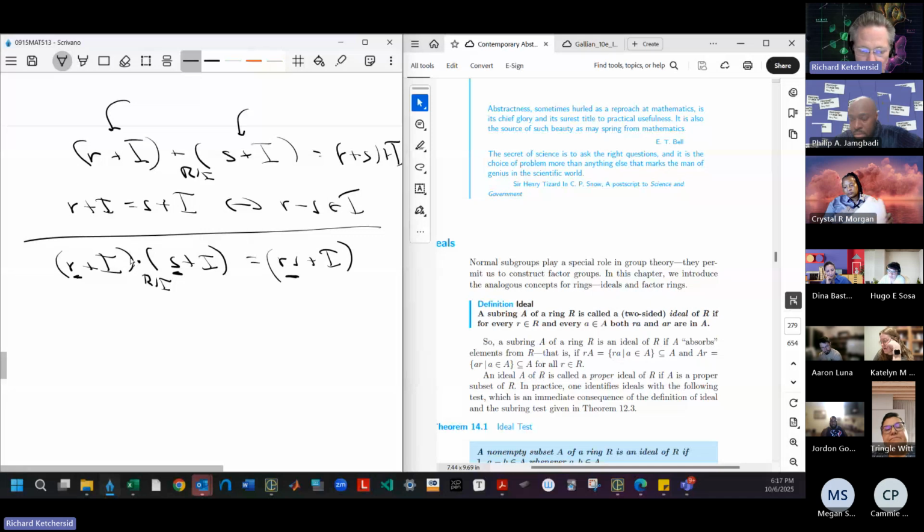I've got some operation, and I want to extend this operation to the quotient structure. The way I would like to do it is to take the product of this, and all I'm really going to do is take the product of the R and S and look at that coset.